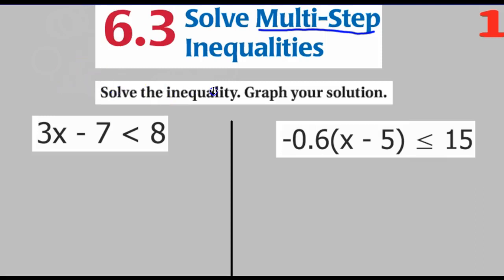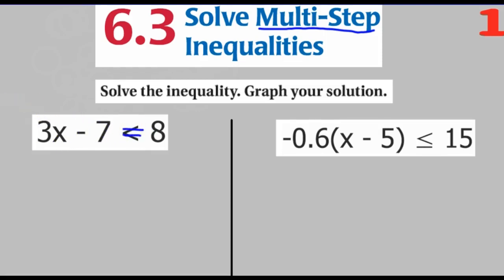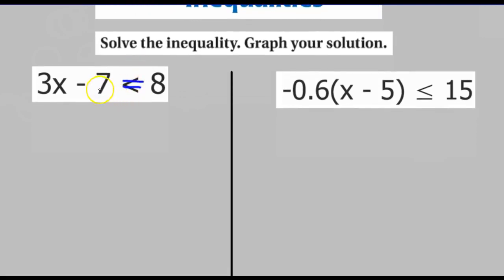So the first thing we have to do is solve this inequality. Now we have 3x minus 7 is less than 8. If it makes it easier, just think of this symbol as an equal sign. We're going to solve this for x the same way we would solve any equation. So the first thing we've got to do is try to get x by itself.